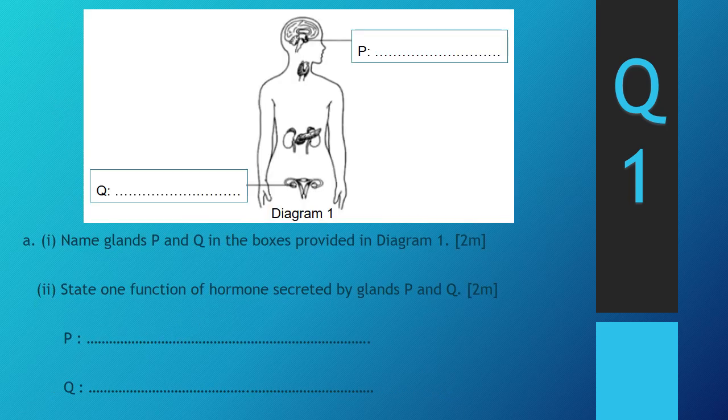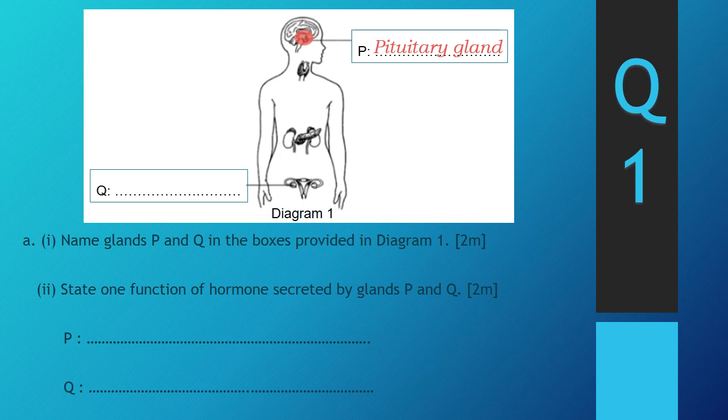This question is an example of a structured question where students have to write their answers in the spaces provided or in the boxes given in the diagram. For A1, we have to name the glands P and Q respectively. Gland P is situated at the base of our brain. It is also known as the master gland. So P is the pituitary gland.